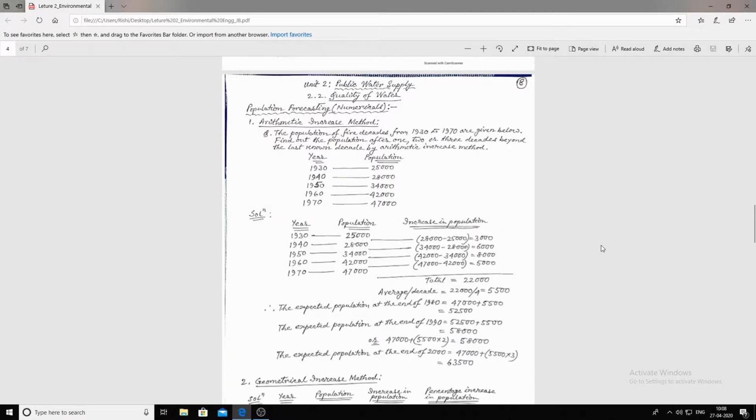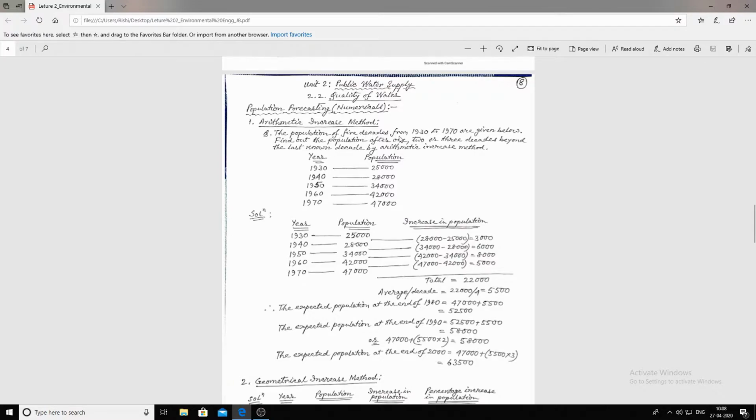Welcome students. In this session, we shall learn about the different methods of forecasting population. In the last session, we have studied about the theoretical background of different methods of forecasting population as well as the factors affecting the population growth. Now, I have taken this example as it is given here.